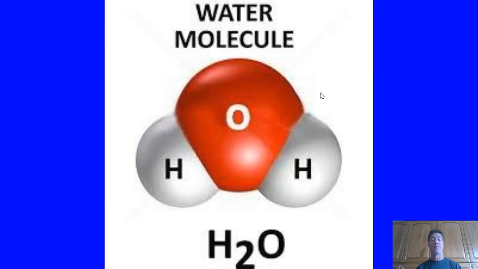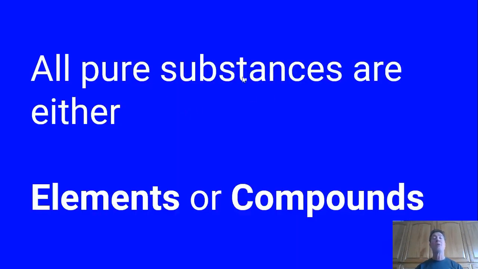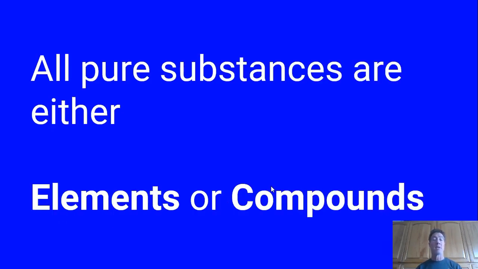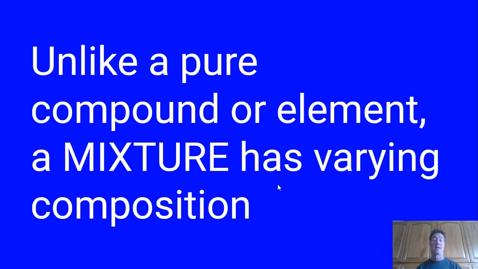They're not haphazard. So all pure substances, we talk about something that's absolutely pure, they are either elements like oxygen, hydrogen, or they're compounds made of elements. So if we talk about something that's absolutely pure, it's going to be either an element or a compound. Unlike a pure compound or an element, a mixture has varying composition. So we're distinguishing between pure compounds and elements, pure substances, and mixed substances.